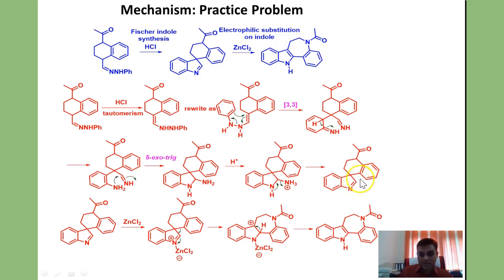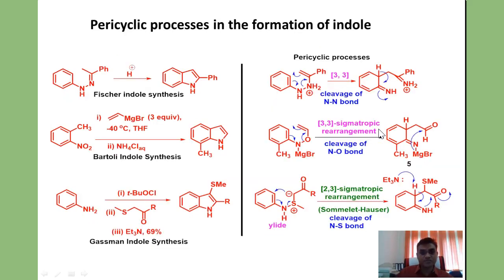Now this spiro compound contains a double-bonded nitrogen, which is a Lewis base. So this Lewis base will form an adduct with the Lewis acid, that is ZnCl2. This Lewis acid-base adduct undergoes a rearrangement reaction, and we get a 7-membered ring. So this reaction is very interesting, and it is very important as far as the mechanism of this reaction is concerned.